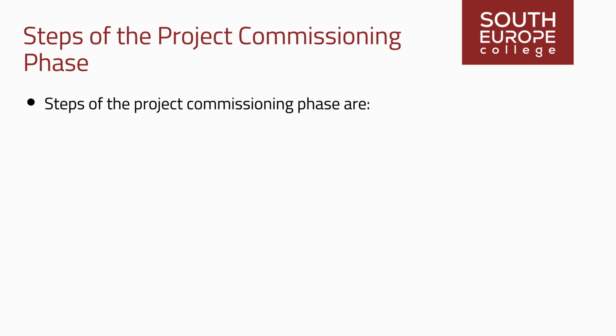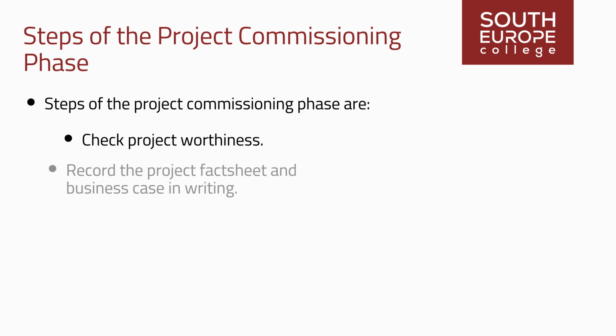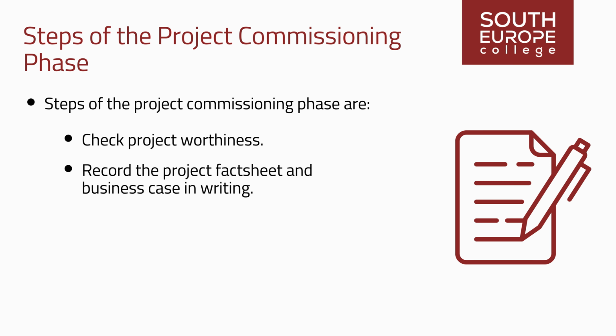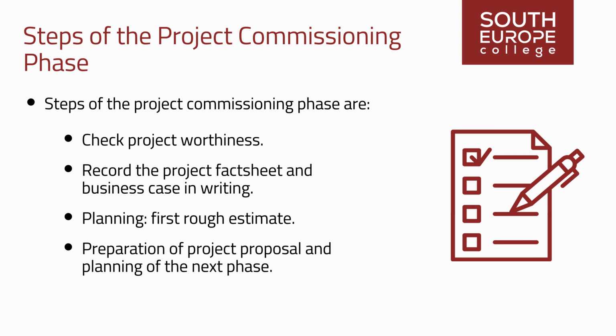The steps of the project commissioning phase are: check project worthiness, record the project fact sheet and business case in writing, planning, first rough estimate, preparation of project proposal and planning of the next phase, initialization.